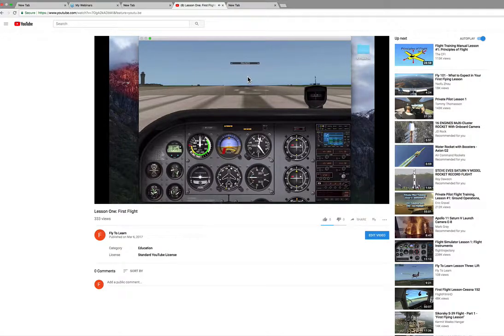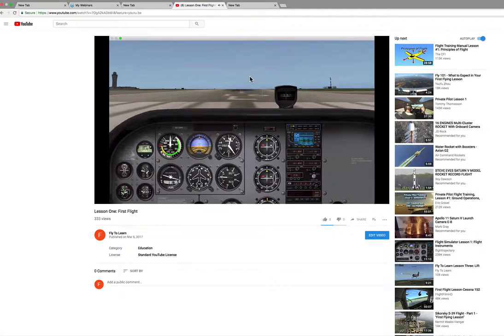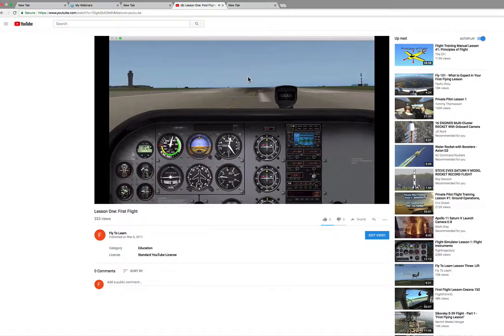The plane is going to want to drift to the left naturally. So start with your mouse slightly to the right of these crosshairs. You can now press P to unpause, and you can start taxiing down the runway. Notice it's pulling to the left, so you've got to pull the pointer to the right.